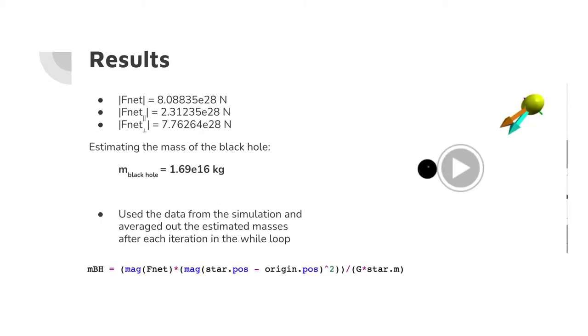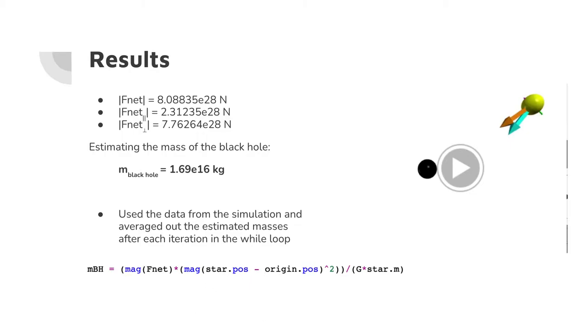These were the final magnitudes for net force and each of its components. To estimate the mass of the black hole, I used what we know about the relation between F-net and the gravitational force of the black hole. Since we assumed that the net force on the star was solely due to the black hole, I set the magnitudes equal to each other and solved for the mass of the black hole. The resulting equation can be seen in the code.